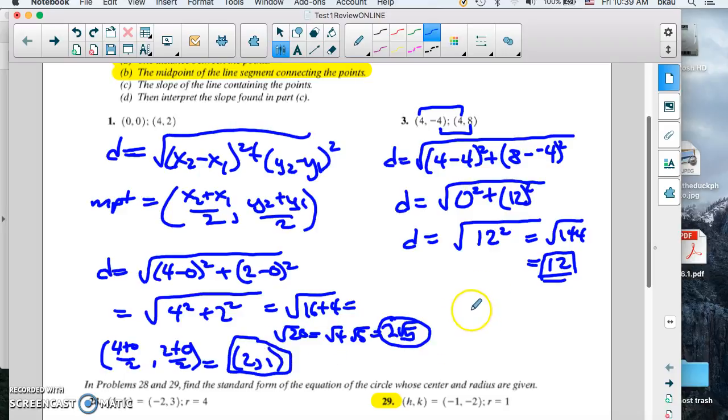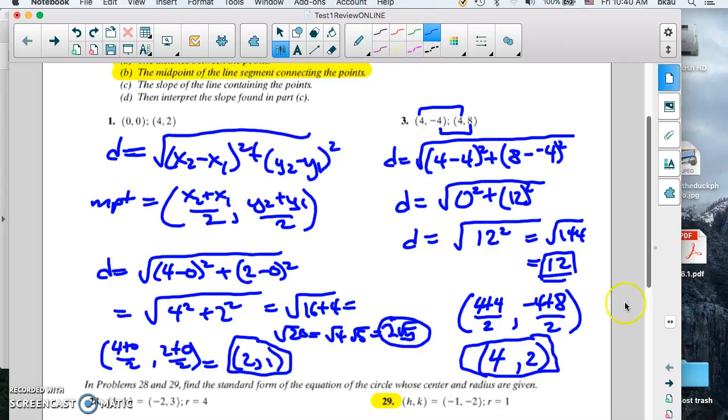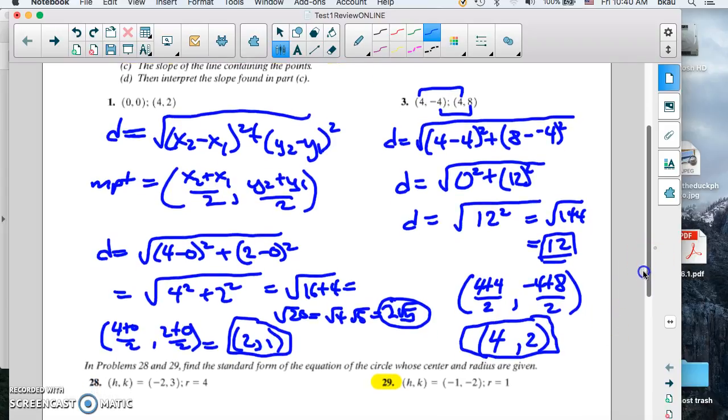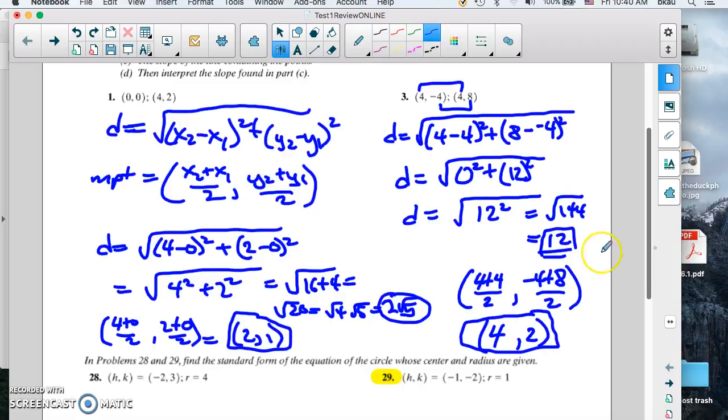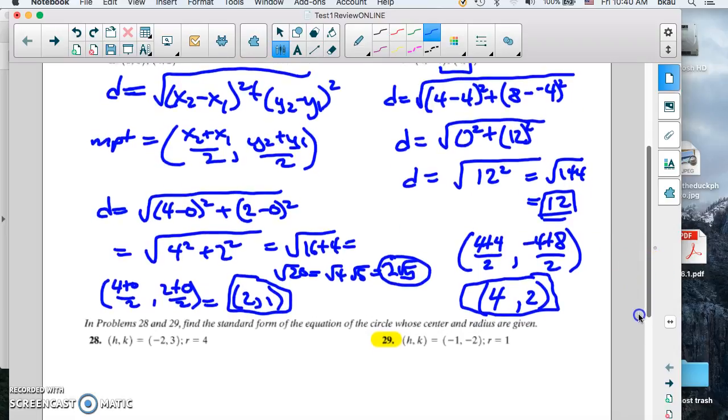Now, my midpoint here is going to be an average, so we're going to take 4 plus 4 for the first one and average that, and negative 4 plus 8, and average that. So we would get 4 on the first one because we got 8 over 2. Second one we'd get 4 over 2, which is 2. So our midpoint is 4 comma 2. Alright, so those are two formulas that you need to know, distance and midpoint, and there's an application that's going to be on the test there.